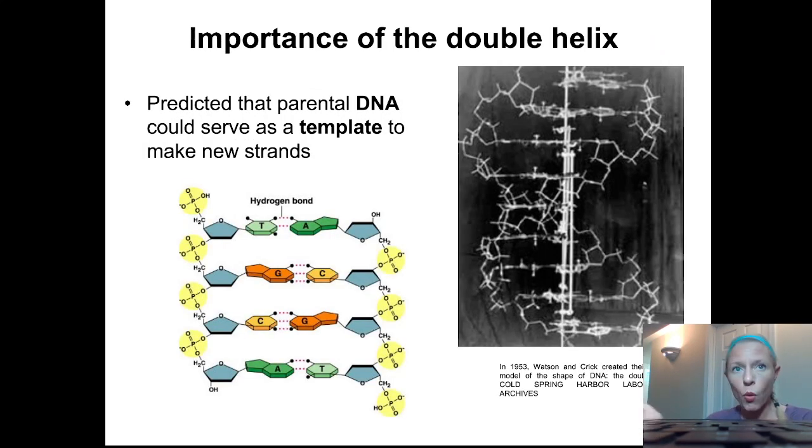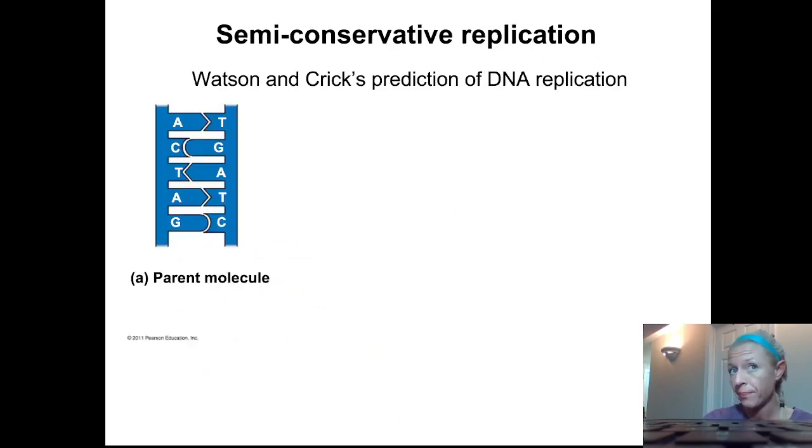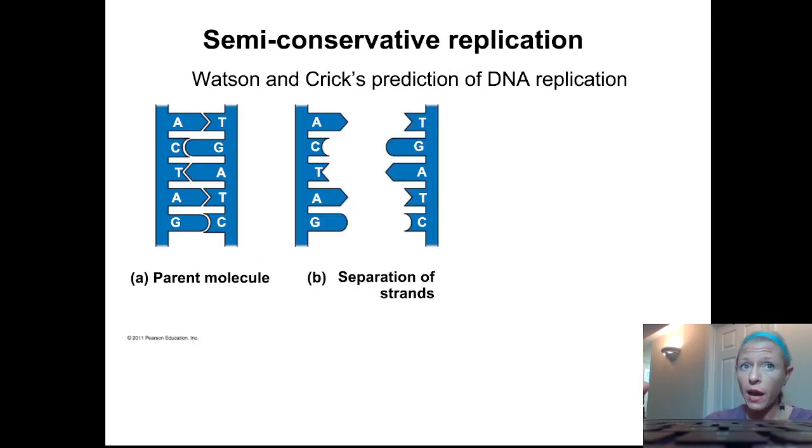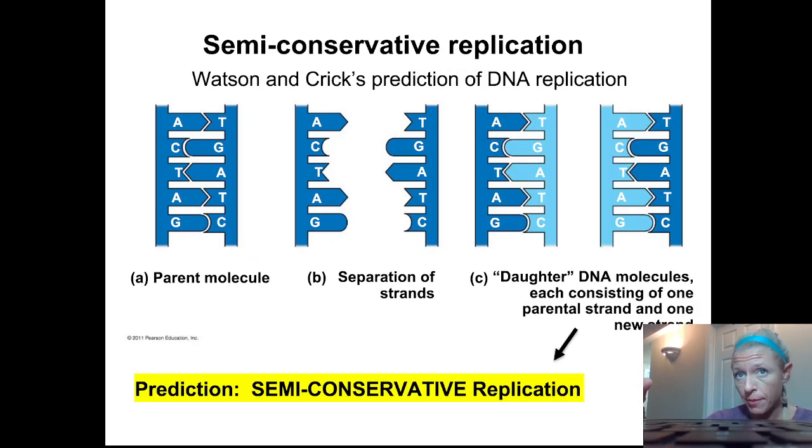The reason this is so important is because it allowed for the prediction that parental DNA could serve as a template to make new strands of DNA. So they predicted what we call semi-conservative replication, which is you have your parent molecule, the strands separate, and then you synthesize a corresponding daughter DNA molecule consisting of the original parent strand and a new daughter strand.